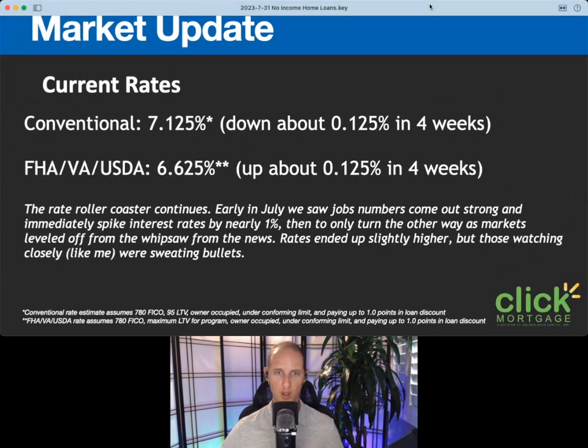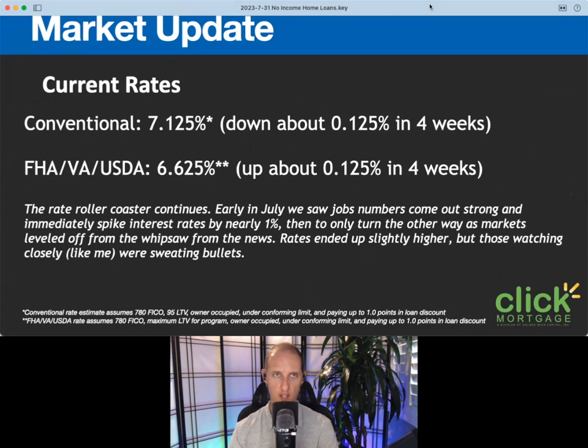First up, we'll always talk about a quick update on rates. I don't spend a lot of time on this, but generally both rates are up about 1/8%, so I have a typo there. Both rates are up a tiny bit in the last 4 weeks. But the part that you're not seeing if you don't follow the rates data today that I am, is that rates actually were up almost 0.75% a few weeks ago, and that was due to jobs numbers coming out strong.